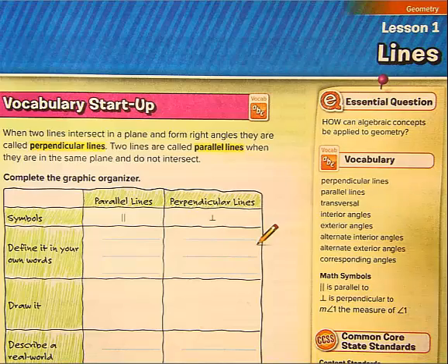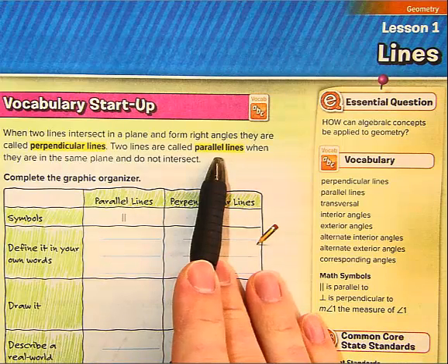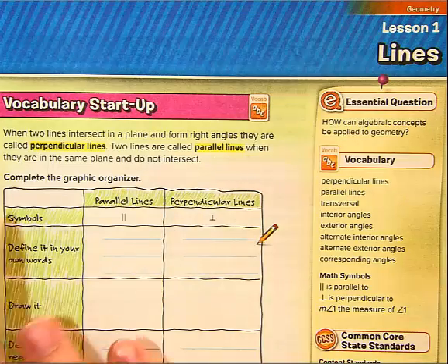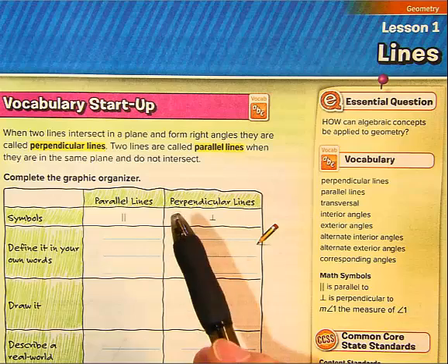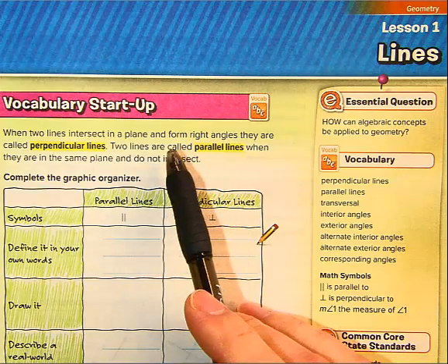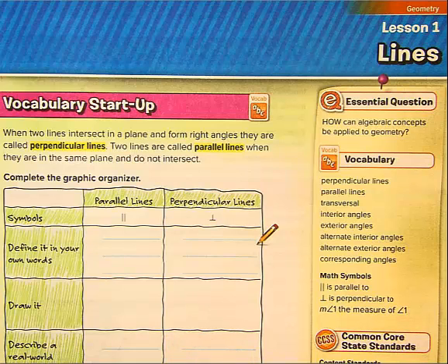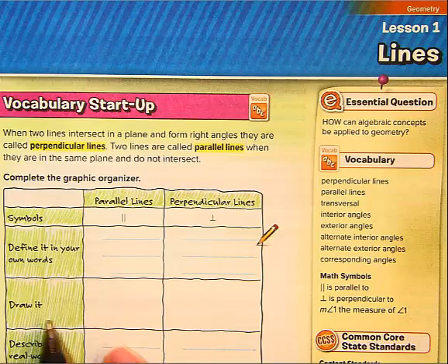So, two main types of lines that we deal with a lot in math are perpendicular lines and parallel lines. Basically, when two lines intersect in a plane, just meaning a flat surface, and form right angles, they are called perpendicular. So when two lines meet and make right angles, those are called perpendicular lines. And I'm going to draw it here, that part first.